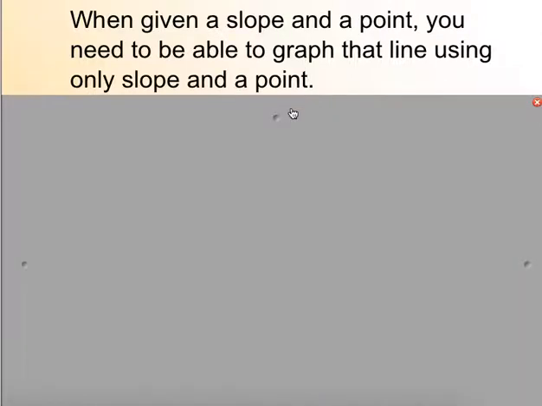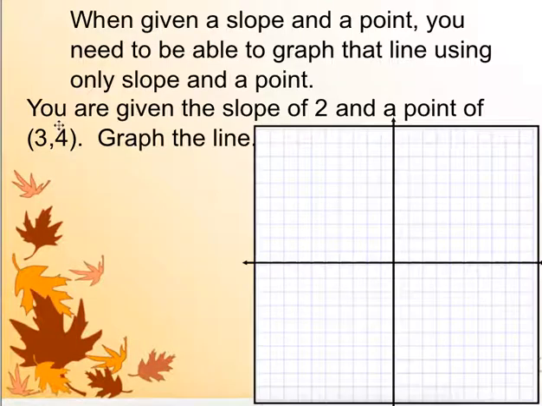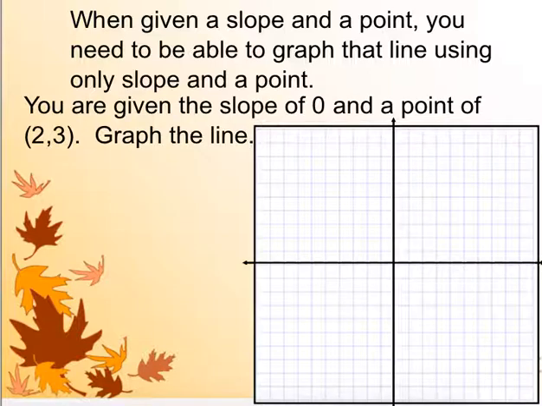So here's another example. You're given a slope of 2 and a point of (3, 4), so we start with 3, up 4, and then our slope is up 2 over 1, up 2 over 1, and down 2, left 1, down 2, left 1. Okay, and we get our line. We always want to put a few points on the line so that we can see what the direction looks like, how steep it is. We always put arrows on the end of our lines as well. Shows that it continues on forever and ever.